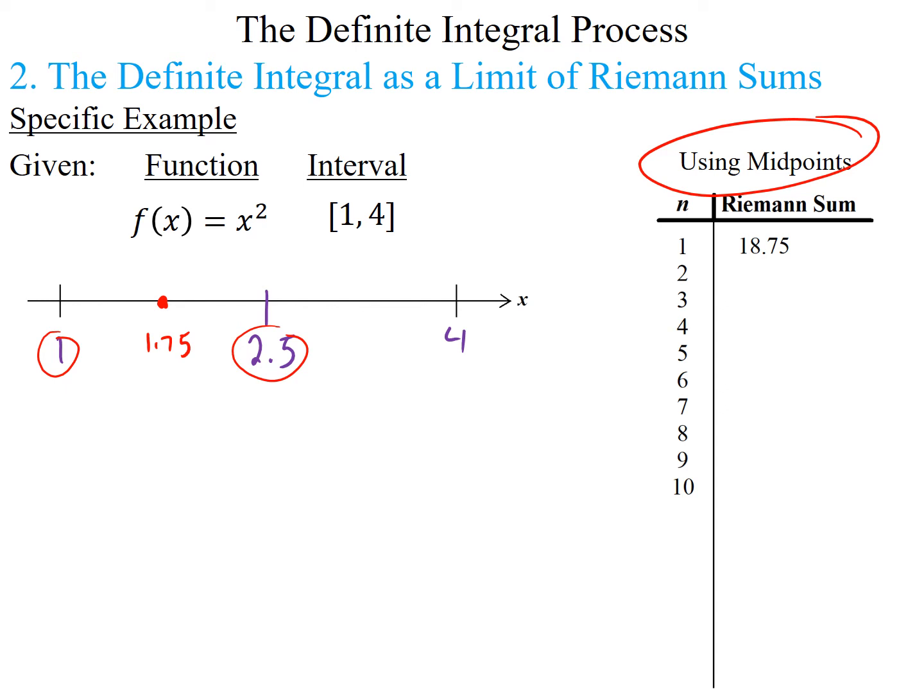Then for this interval over here, between 2.5 and 4, we're going to pick the midpoint again. So again, you could just take the average of those two to get the midpoint. So 2.5 plus 4, and then you divide by 2. So that's 6.5 divided by 2. That's 3.25.